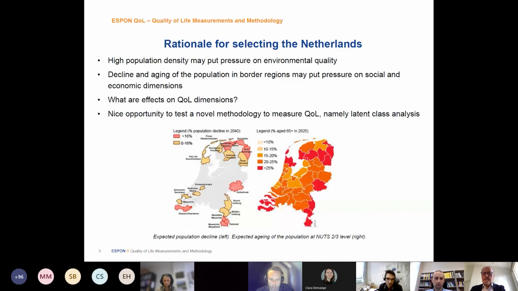So for this analysis, we also used a novel statistical technique, namely latent class analysis, to discover the various clusters of quality of life, so various quality of life profiles, which provide a more contextualized understanding of quality of life in a particular region. But I'll come to that. Next slide, please.